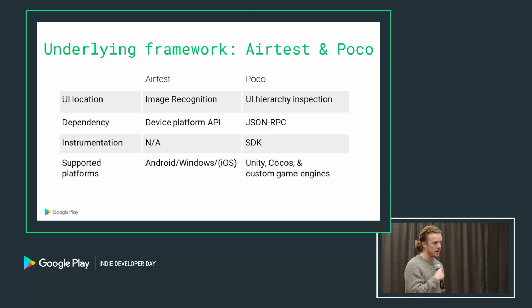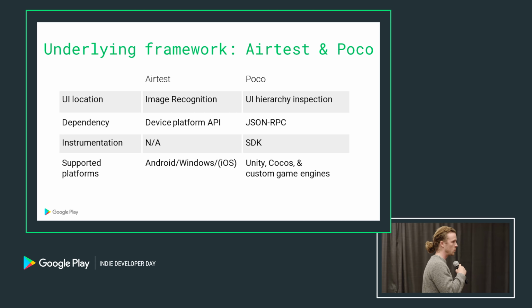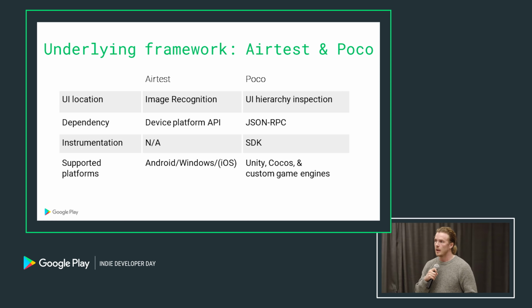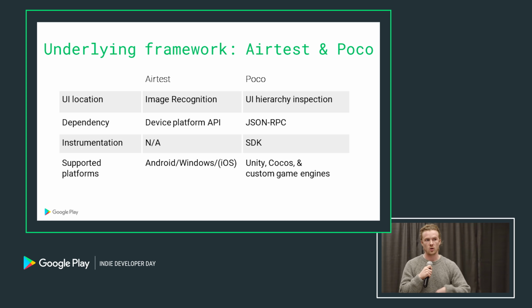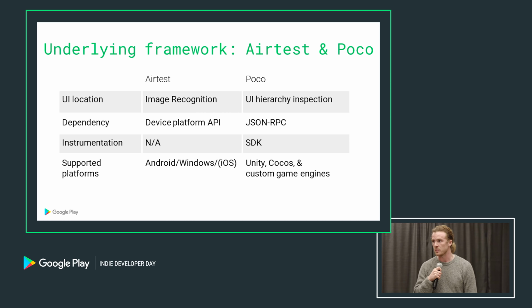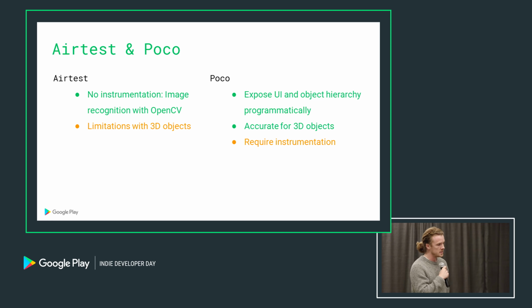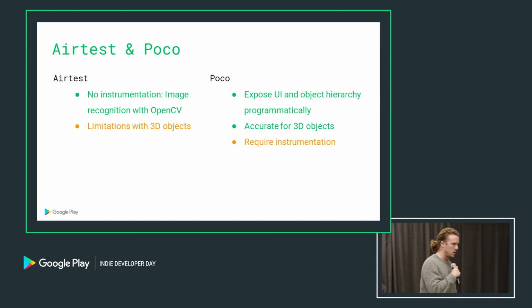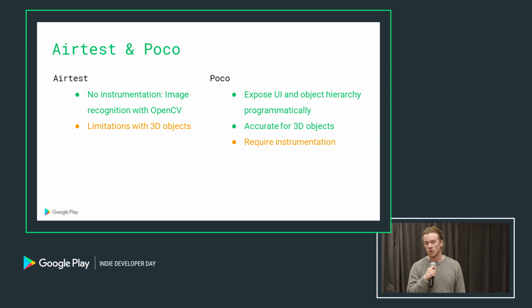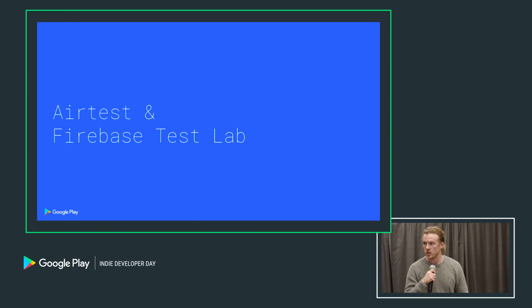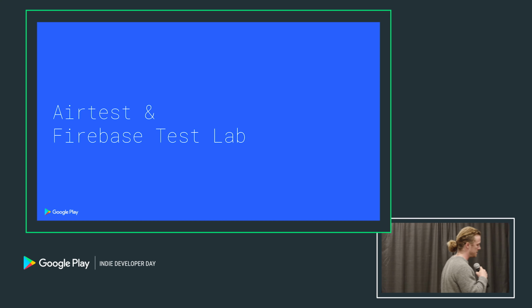Underlying Airtest, there are two frameworks that work. There's Airtest, which uses image recognition, just looking at the pixels on the screen. And if you want more integrated testing or more complex test cases, you can integrate Poco, which exposes the UI and object hierarchy inside your game. There are plugins for Poco for Unity, Cocos, and other custom game engines. So you have two flavors you can use depending on how deeply you want to integrate this testing solution.